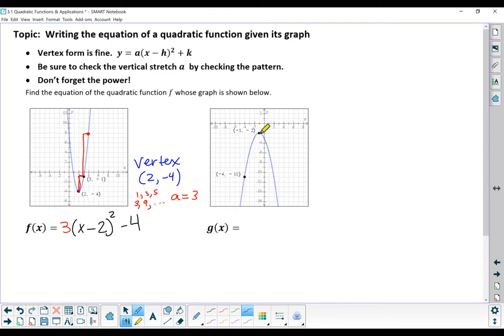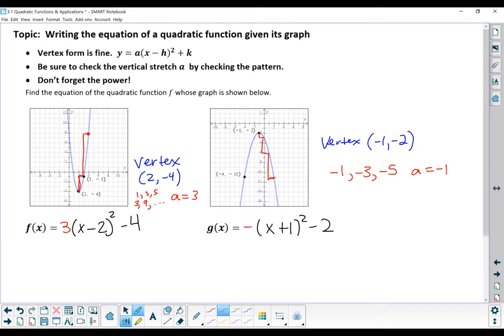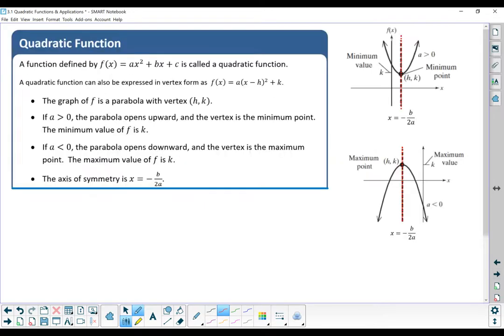For this other function over here, we've got the vertex at -1, -2. So it's going to be (x + 1) squared minus 2. And then for the vertical stretch, it looks like it's going down 1 over 1, down 3 over 1, down 5 over 1. So our stretch is -1, or just a negative like that. All right, so that was our second topic.